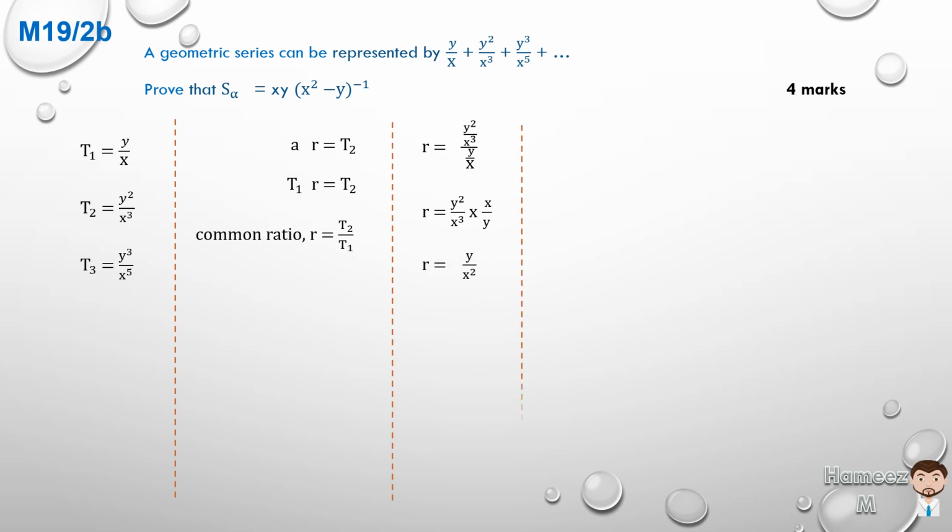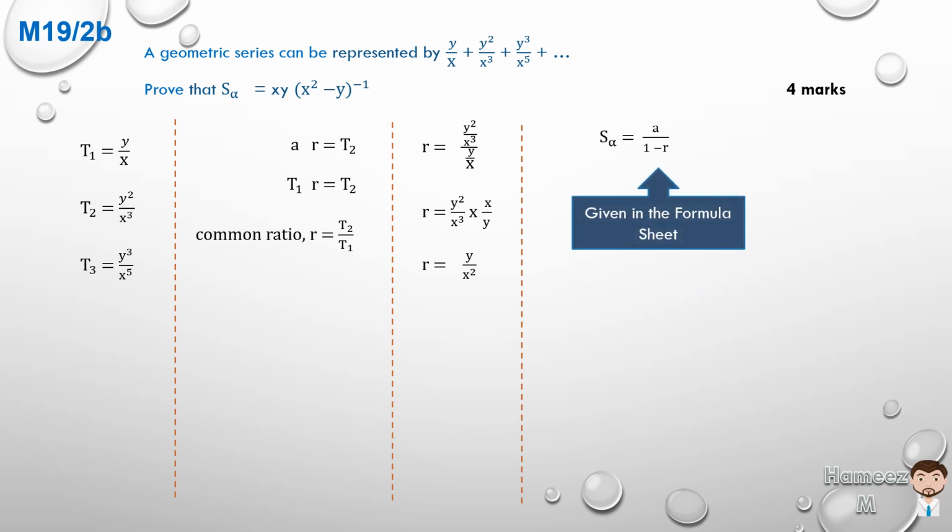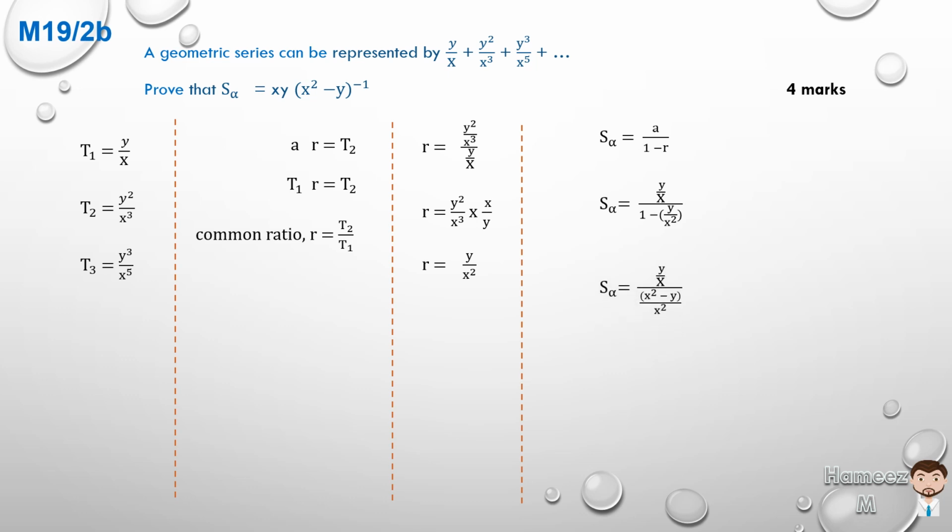So now that we know our common ratio, the sum to infinity, whose formula is given in the formula sheet, is equal to a over 1 minus r. And we know a and r, so we can substitute. So the sum to infinity is equal to y over x, all over 1 minus, what's r? Y over x squared. And that gives us y over x divided by, we can simplify the denominator. So that will be x squared minus y all over x squared.